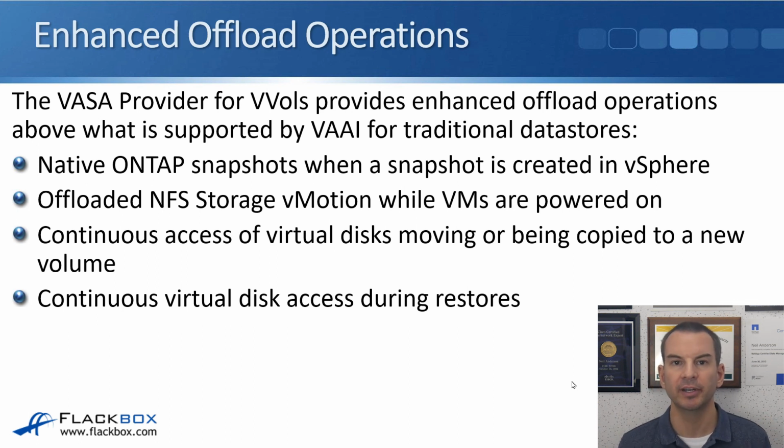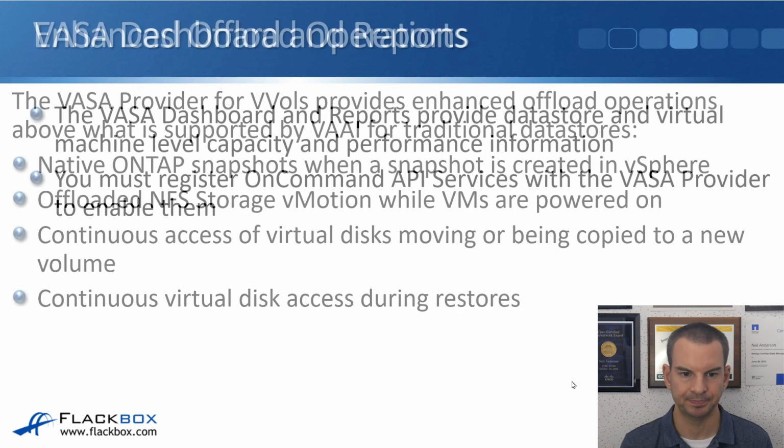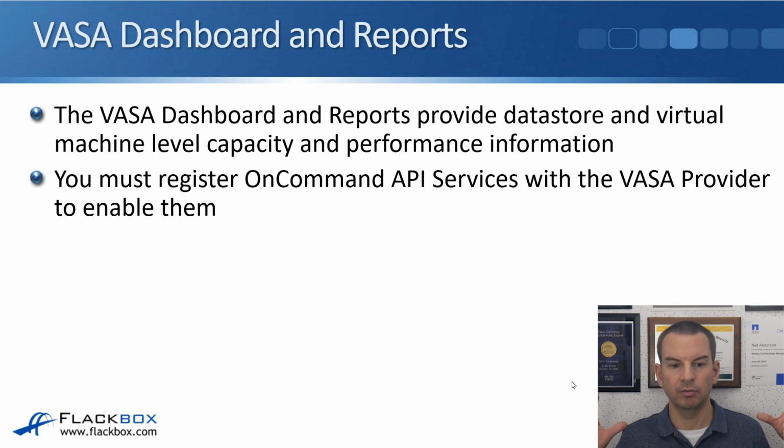Also, offloaded NFS storage vMotion while your virtual machines are powered on. That is supported in traditional NFS data stores while VMs are powered off, but not when they're on. With VVol Datastores, you get offloaded storage vMotion when they're powered on as well. Also, continuous access of virtual disks moving or being copied to a new volume. So if you do move a virtual disk in a VVol Datastore to a new volume, your clients can still access the disk continuously while that is occurring. Also, during restores, you get the continuous access there as well. Okay, so that was everything.